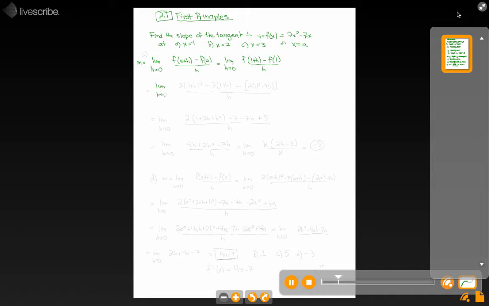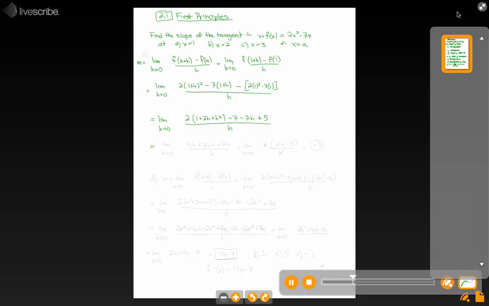The limit as h goes to 0 of 2 times (1 plus h) squared minus 7 times (1 plus h), minus f of 1, which is 2 times 1 squared minus 7 times 1, all of that divided by h. Now, lots of things are going to simplify here. Limit as h goes to 0 of 2 times (1 plus 2h plus h squared) minus 7h. And then 2 minus 7 is negative 5, so I have minus negative 5, so plus 5, and all that over h.